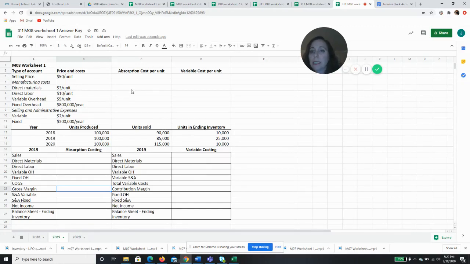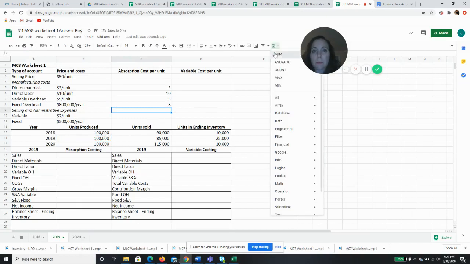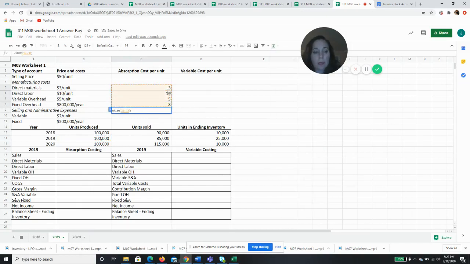All right, so in 2019, we're going to have the exact same cost because I didn't change the cost year per year. So $3, $10 for direct labor, $5 for variable overhead, and our fixed overhead in 2019 is our $800,000 of costs divided by the number of units we're going to produce in 2019, which is 100,000. So $8 per unit, for a per unit cost under absorption costing of $26.